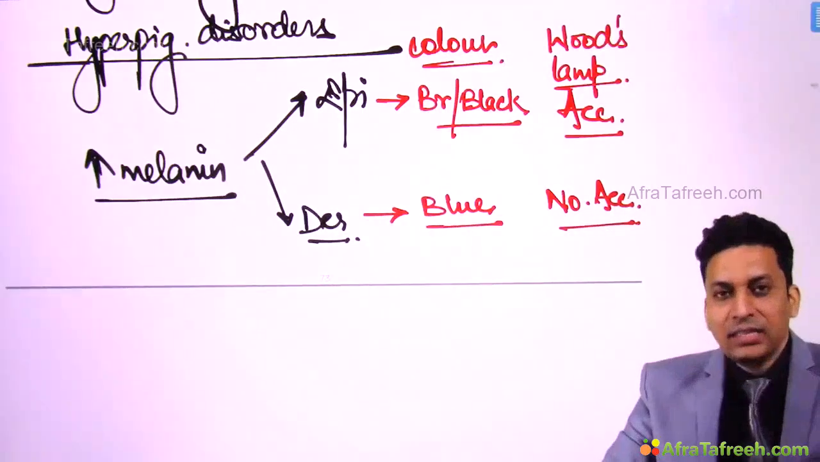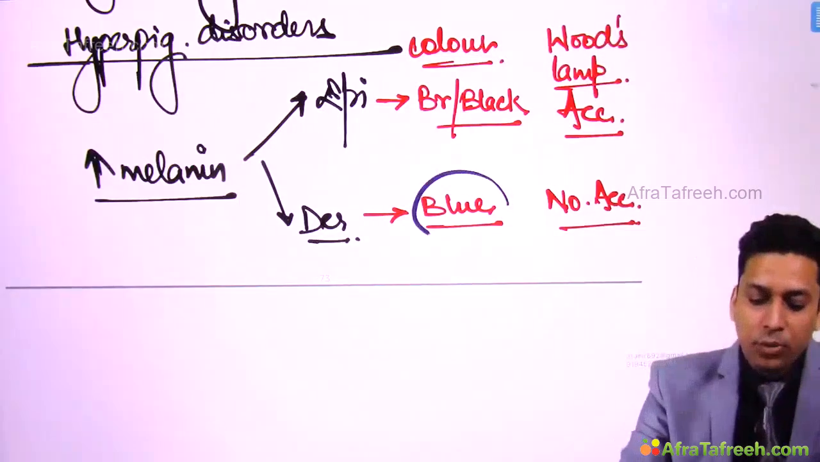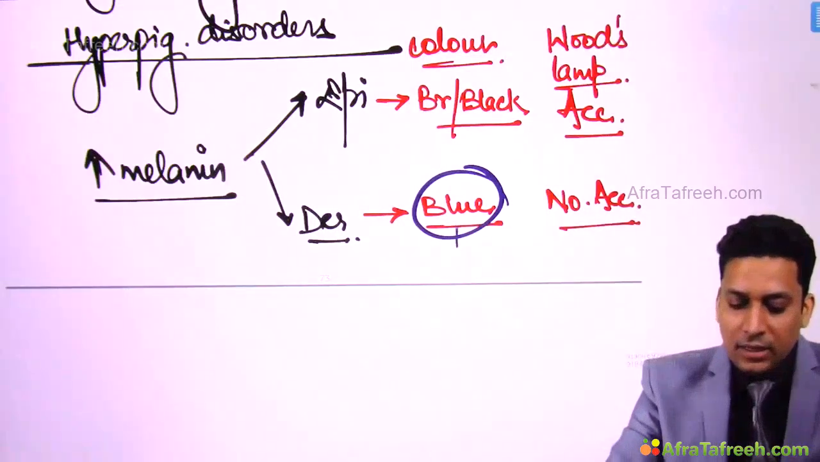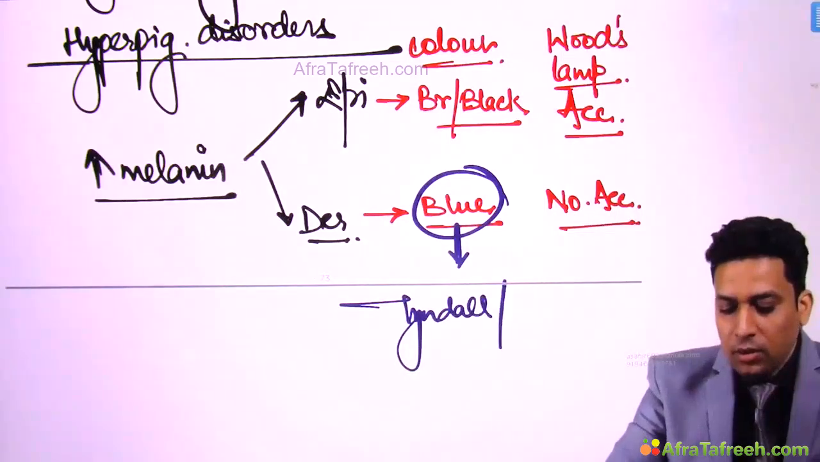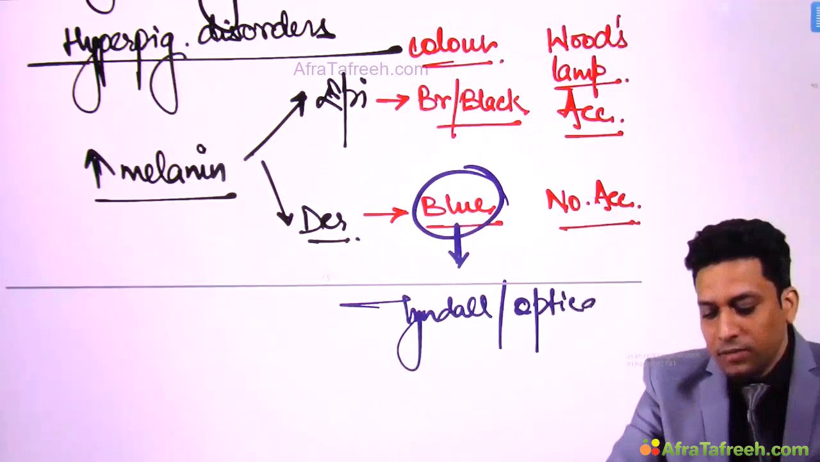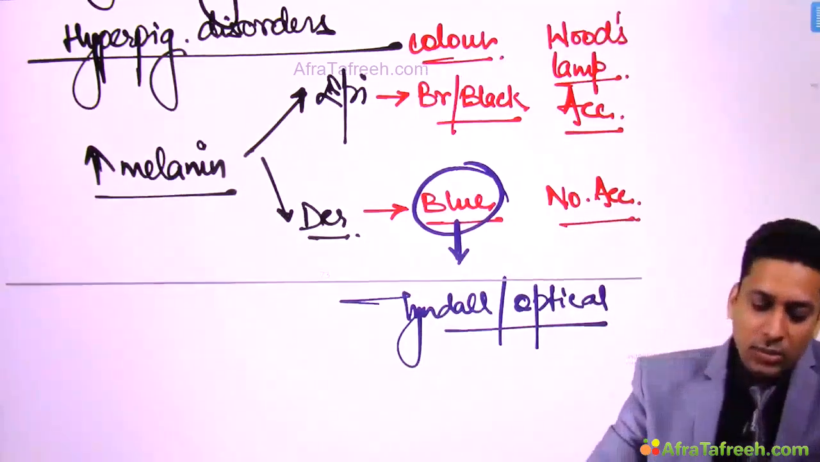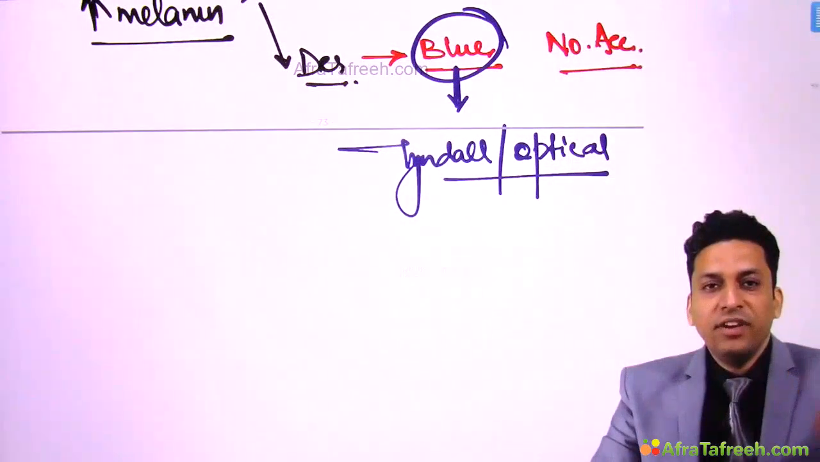But why does the same melanin, which is brown or black in color, when present in the dermis appear blue? Why is this blue color seen? The reason is that this blue color is due to the Tyndall, also known as optical effect. Now, what is the Tyndall or optical effect? This is partial scattering of different wavelengths of light.